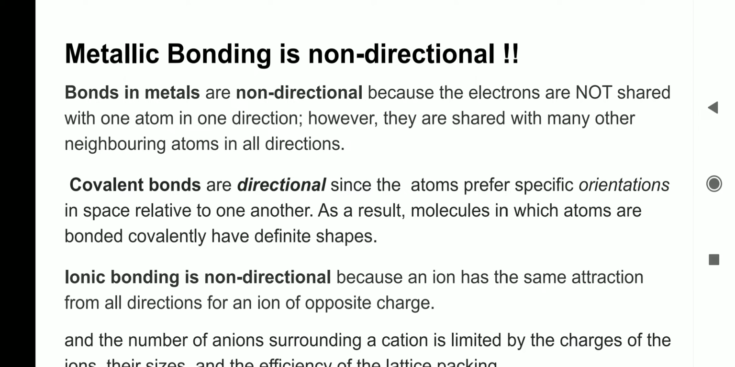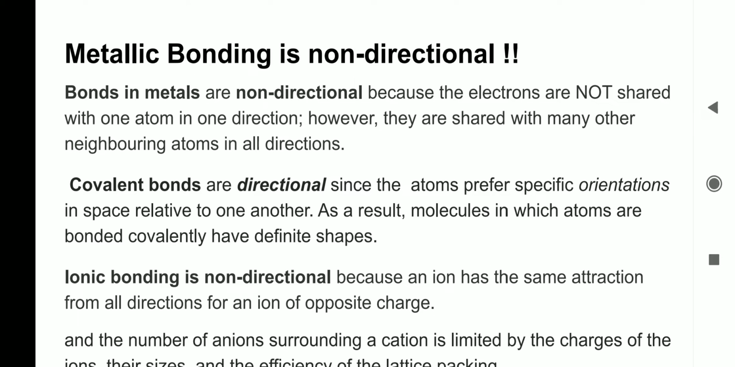Now, one of the important aspects of metallic bonding is that it is non-directional, because the electrons are not shared with one atom in one direction. However, they are shared with many other neighboring atoms in all directions. In contrast to this, covalent bonds are directional in nature.